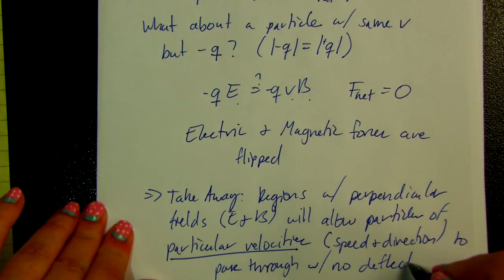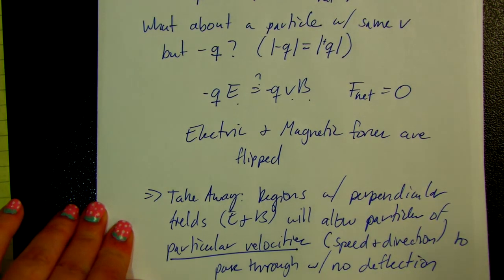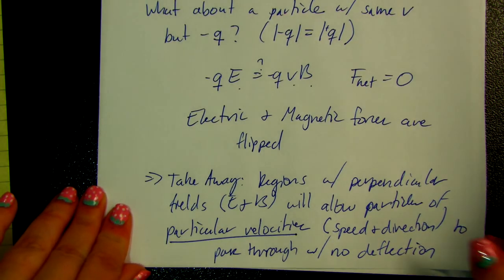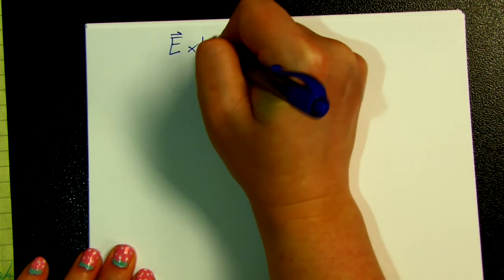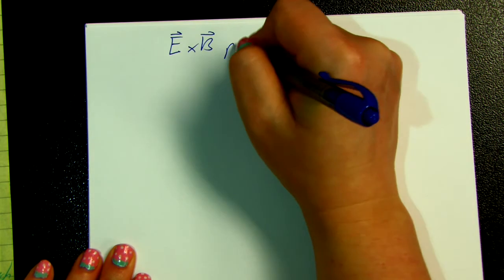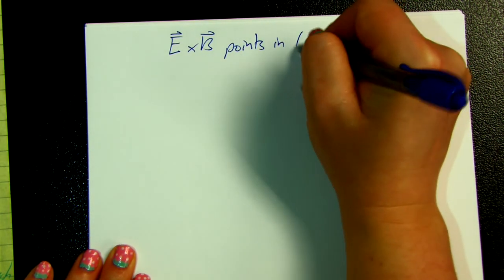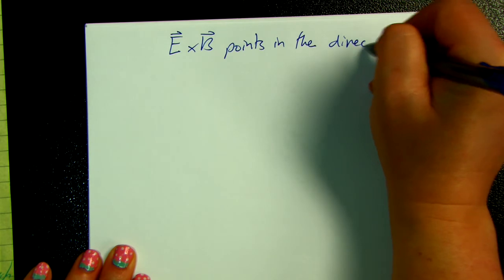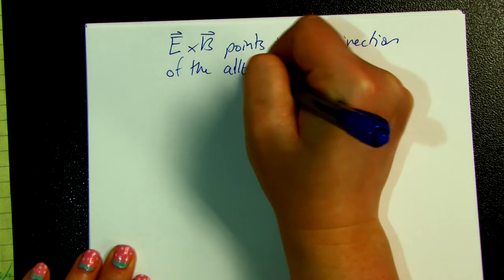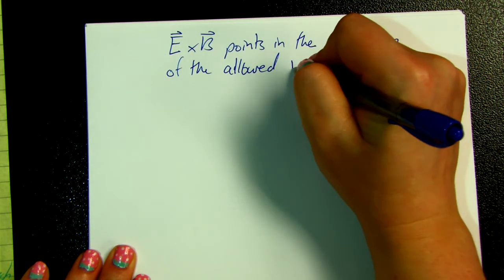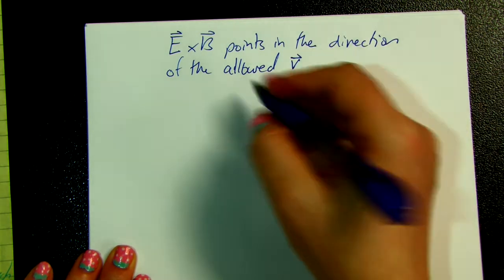Which is pretty useful if you're doing particle physics research or manipulation. So basically, E cross B points in the direction of the allowed velocity.